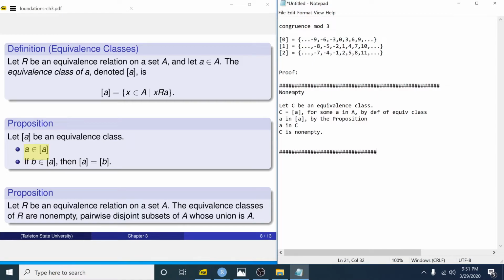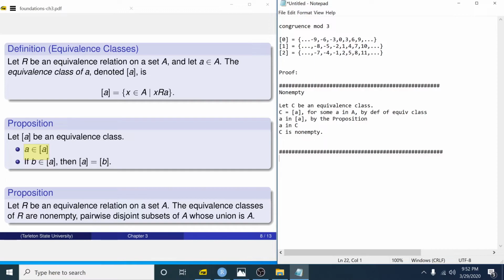Okay, let's show that these equivalence classes are pairwise disjoint. Pairwise disjoint is something that we went over in chapter 2. Basically, a collection of sets is pairwise disjoint if they don't overlap. Another way of saying that is that if you have two different sets, then they don't touch at all. Their intersection will be empty. That's what we need to show.